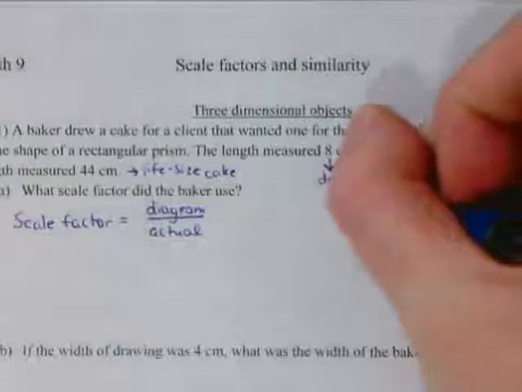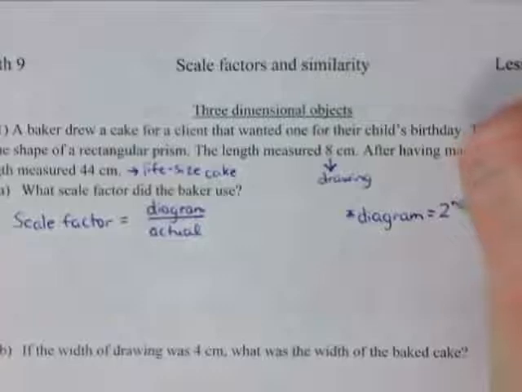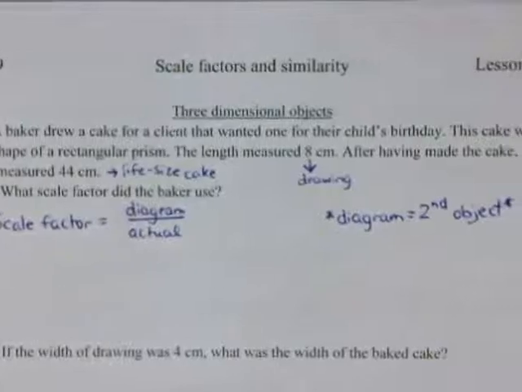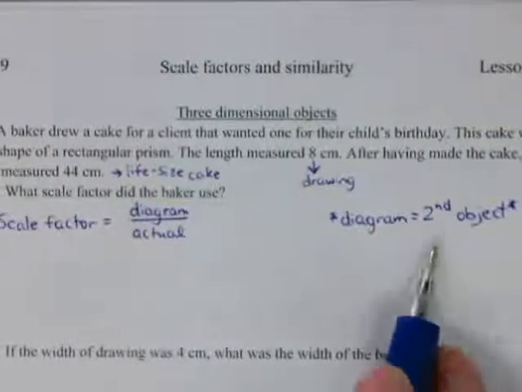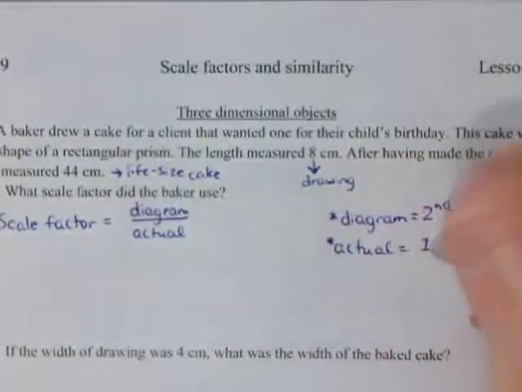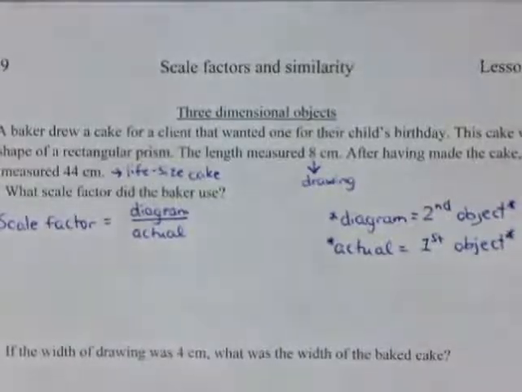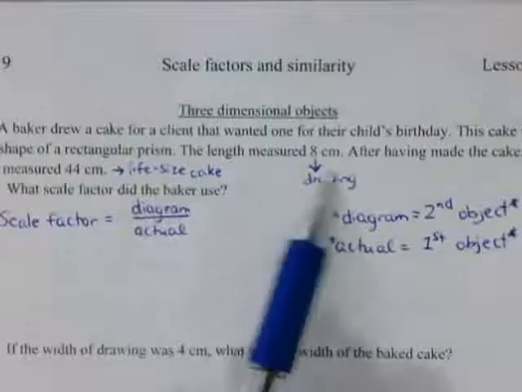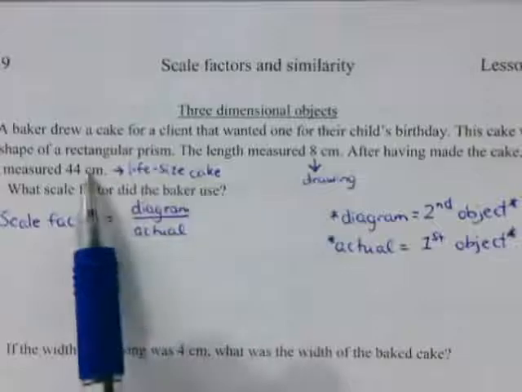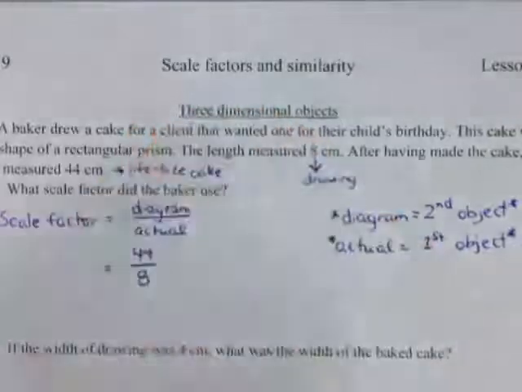So we're going to put a little note here on the side. The diagram actually represents the second object, and that's very important for you to remember. And then the actual object equals the first object, the thing that was created at first. We said that the baker would draw it out first, so this is your first right here, and this one's your second. So then your scale factor is equal to 44 divided by 8.